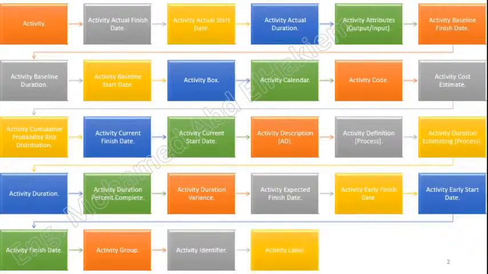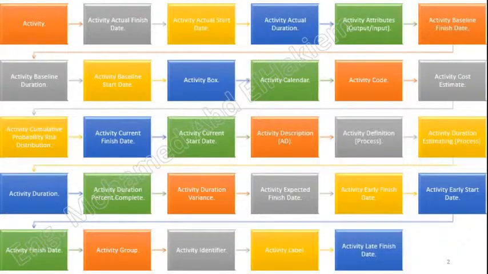Activity label. A short phrase or label for each schedule activity used in conjunction with an activity identifier to differentiate that project schedule activity from other schedule activities. The activity description normally describes the scope of work of the schedule activity. Activity late finish date. The latest possible point in time when the schedule activity can be completed without violating a schedule constraint or delaying the project end date. See also late finish date.